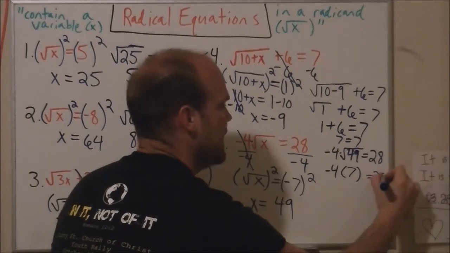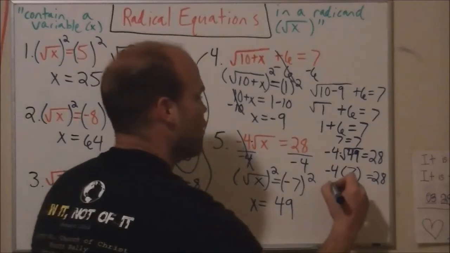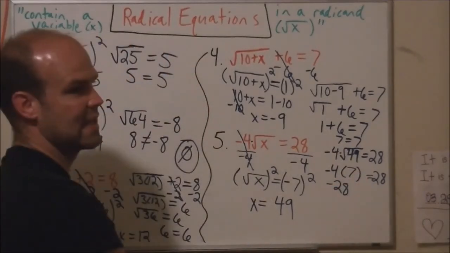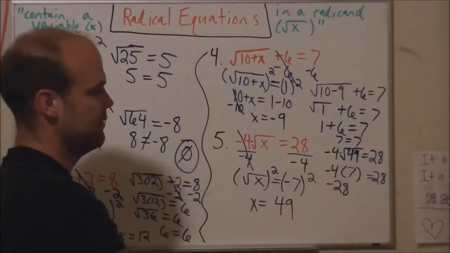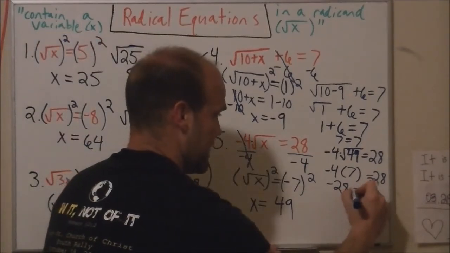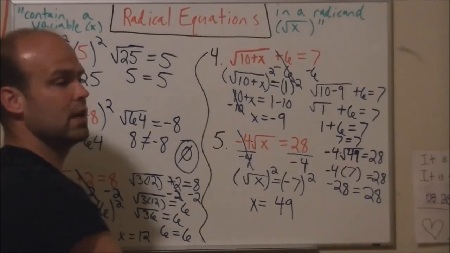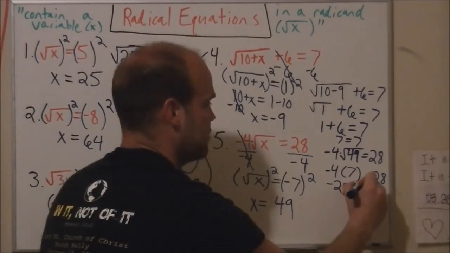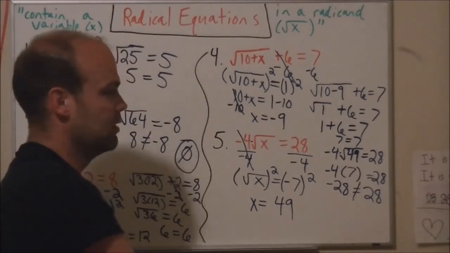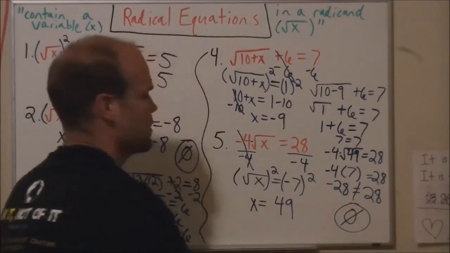And so negative 4 times 7, because the square root of 49 is 7, equals the number 28. Guys, what's negative 4 times 7? Negative 4 times 7 is negative 28. 7 times 4 is 28. One of the two is negative, so don't forget to keep your negative sign attached. Is this a true statement? Negative 28 equals positive 28. Is that accurate? No. Negative 28 does not, has not, will not, in fact, never will equal 28. And therefore the answer is no solution.